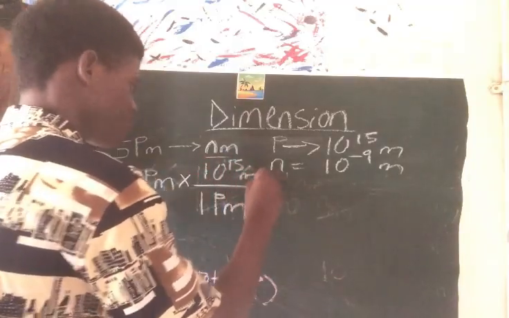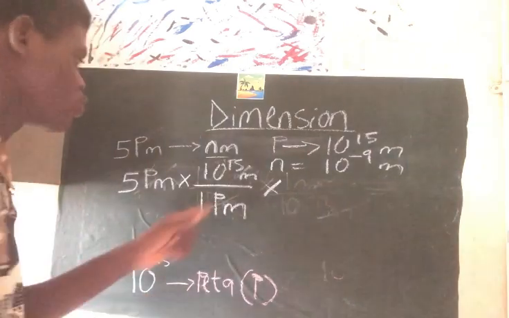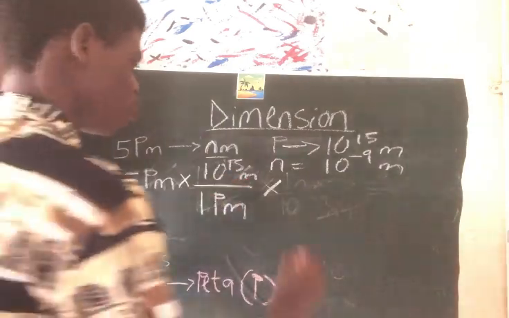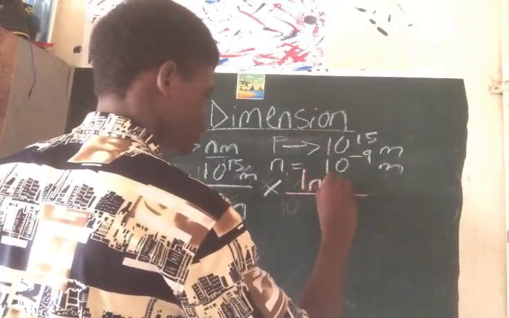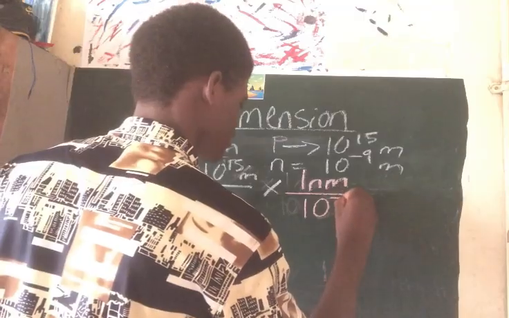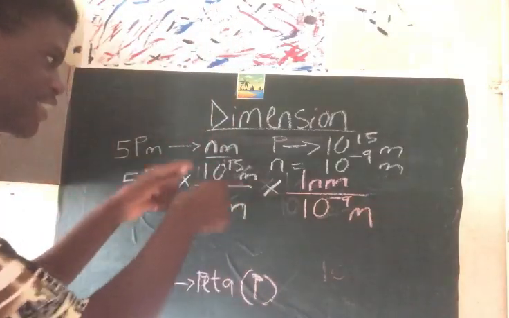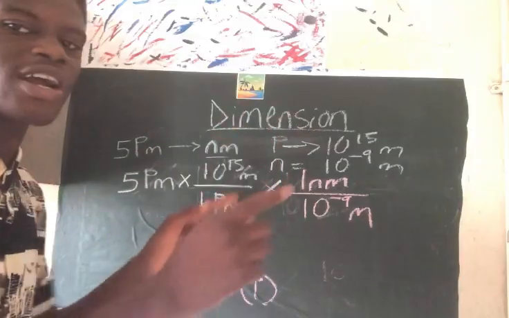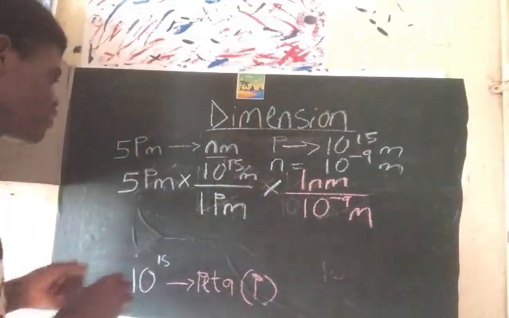10 to the power 15 meter times. We also want to cancel this meter. So we'll now say 1 nanometer is equal to 10 raised to the power minus 9 meter. You understand? We position this in a way that you cancel everything out, and after cancelling everything out, it remains only nanometer. Now see, look at the magic.